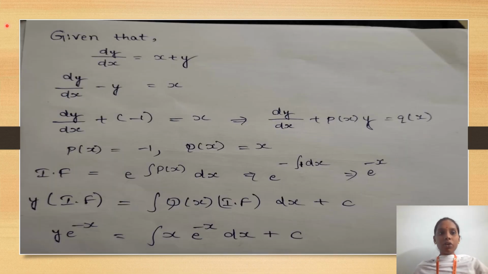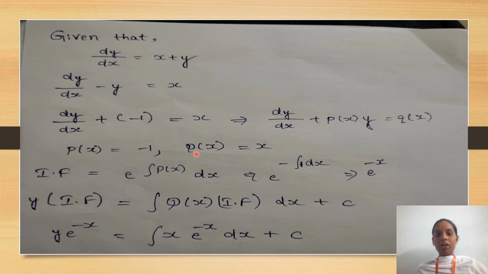Next, in the question they asked to check the answer with the exact value also. For this, we find the value given that this is the differential equation. It can be written as dy by dx minus y is equal to x. Comparing this with the standard linear form, p of x is equal to minus 1, q of x is equal to x.